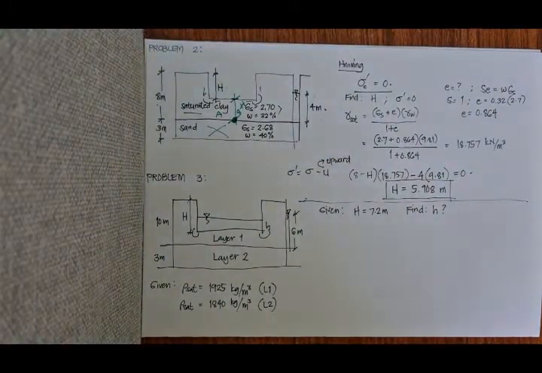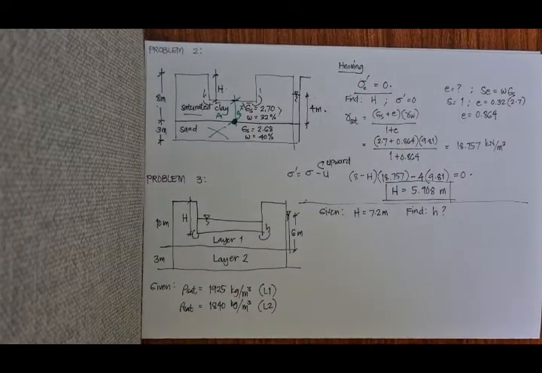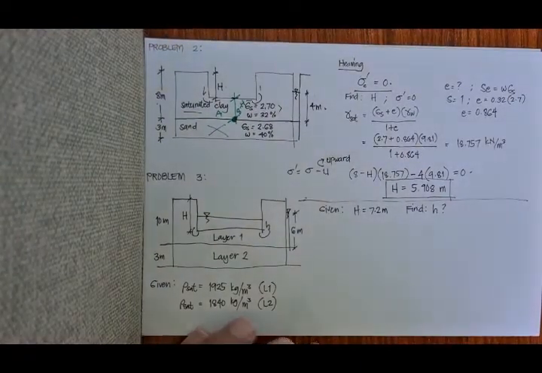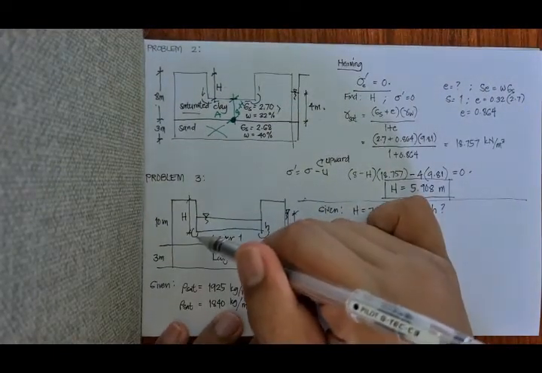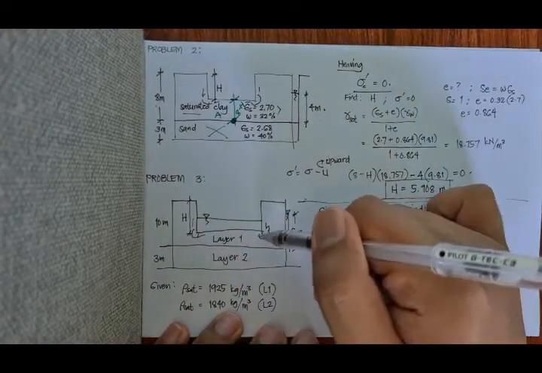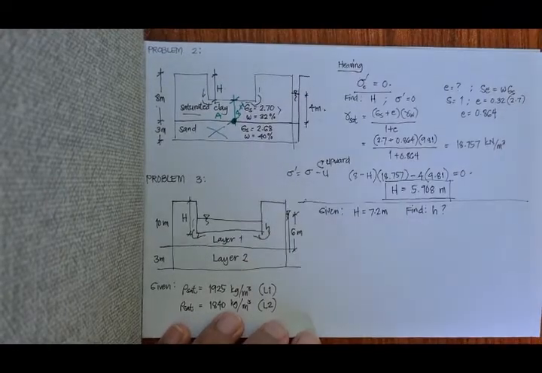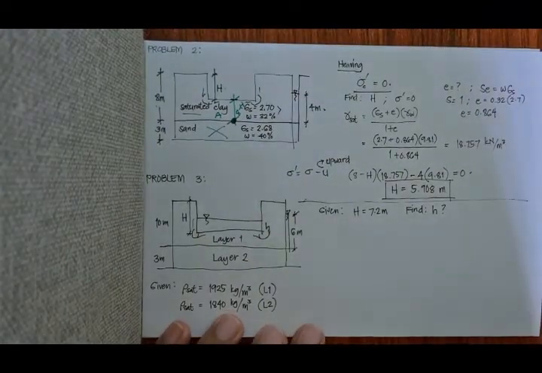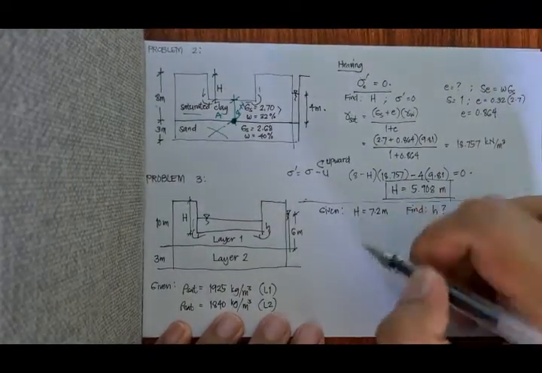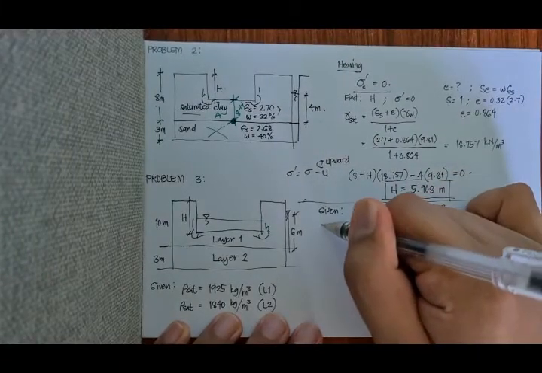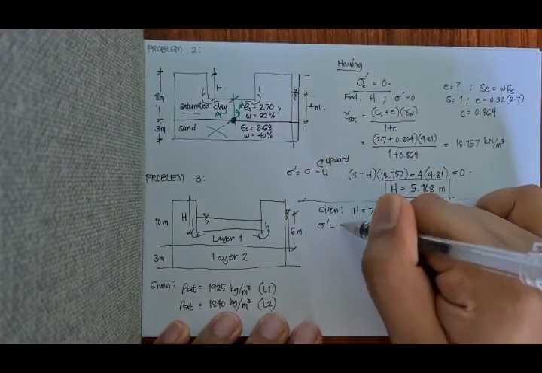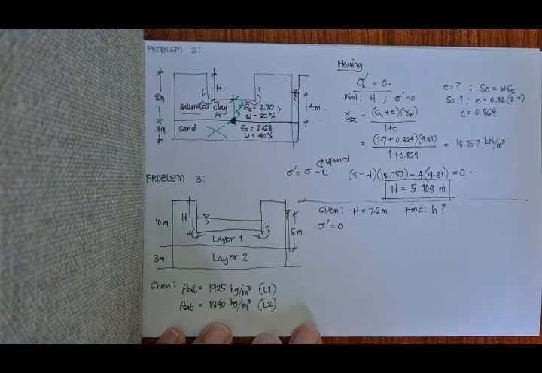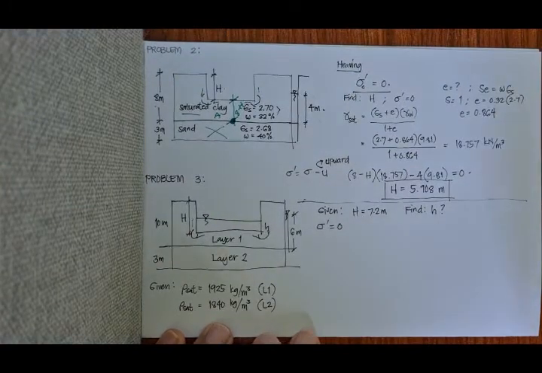So, ibig sabihin, if we prevent heaving, or we need to prevent the erosion of the clay layer, we also need to stabilize the clay. So, ibig sabihin, kailangan hindi mawala yung stability niya. So, therefore, at the same time, yung effective stress dapat should be equal to 0. Pero paano natin muna siya hahanapin?